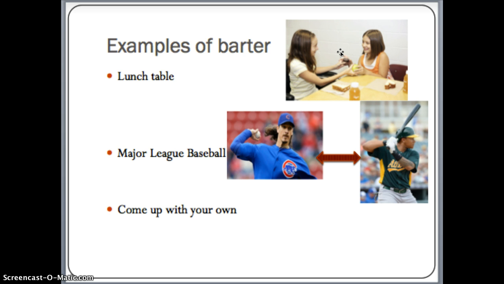At this moment, take a second on your note sheet. Go ahead and fill in an example of barter, a present day barter that you can think of. Pause me.